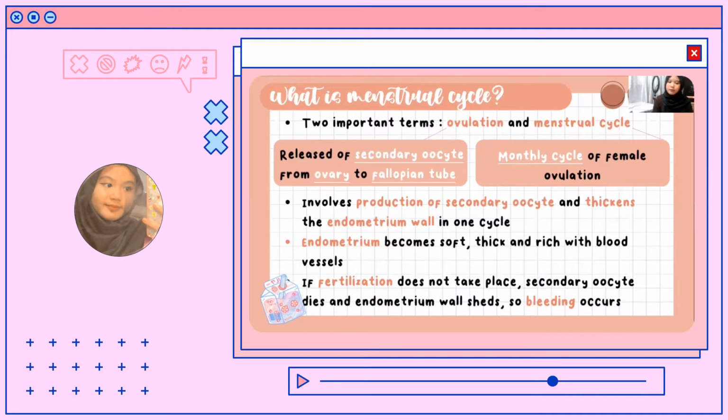So the endometrium will become soft, thick, and rich with blood vessels. If fertilization does not take place, the secondary oocyte will die and the endometrium wall will shed, so bleeding will occur. So this is the menstrual cycle.